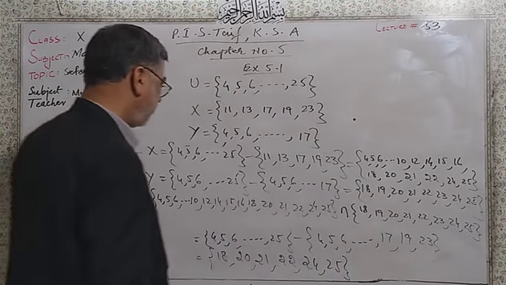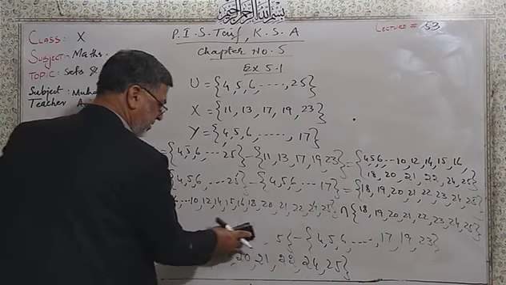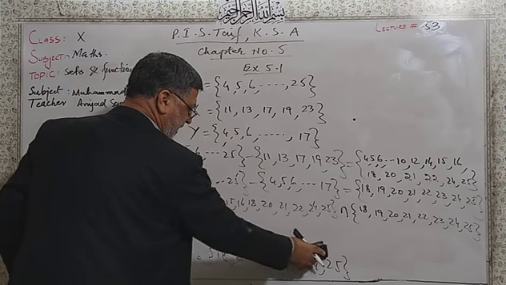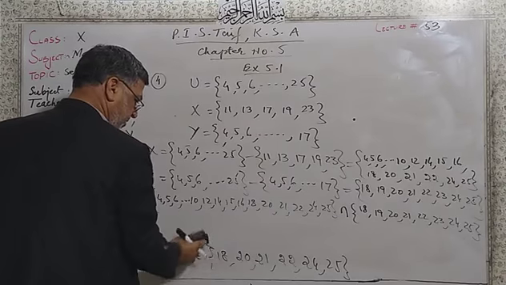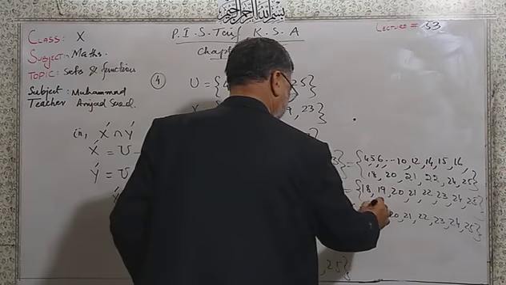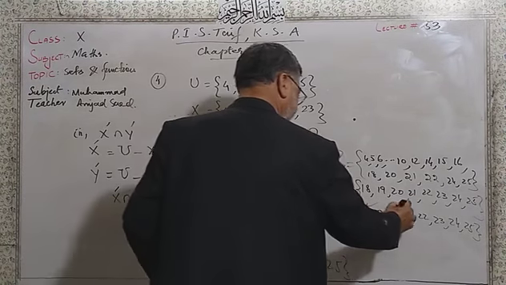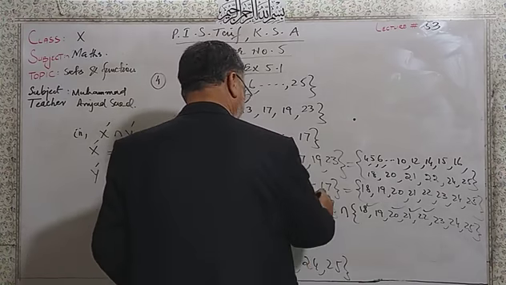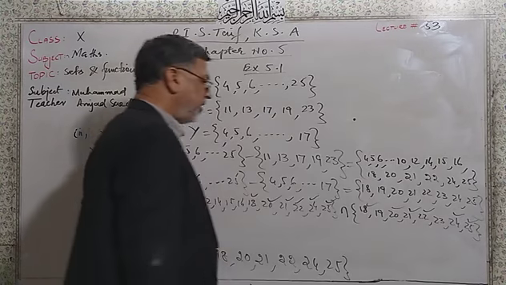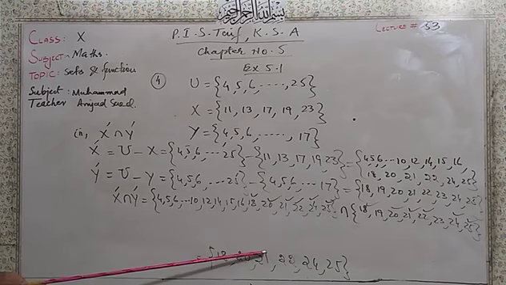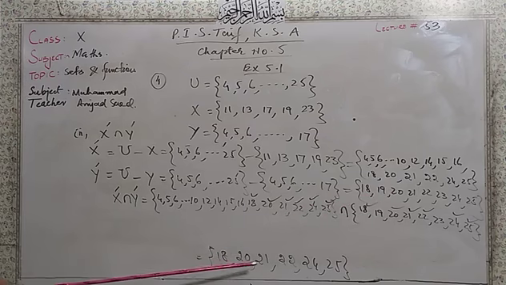Dear students, here we have intersection. Intersection means common members of both sets. What is present common in both? 18 is present, 20, 21, 22, then 24, 25. Dear students, you can check 18, 20, 21, 22, 24 and 25.